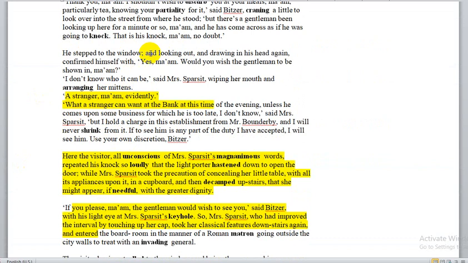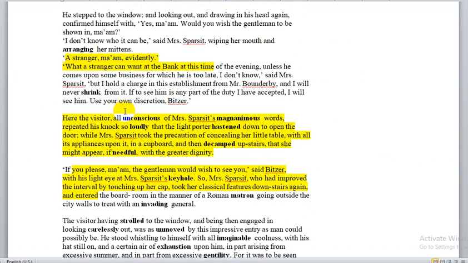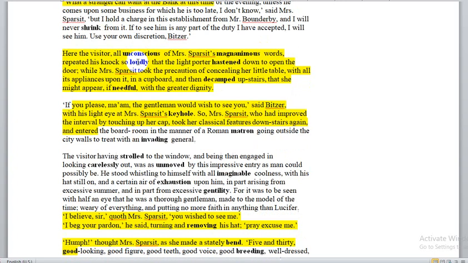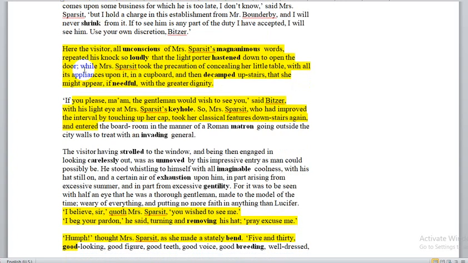Then news came that a newcomer is attending, and he is a stranger. What could a stranger want at the bank? A stranger came to the bank with a letter. He wants to see Mr. Bounderby. Here is the visitor, all unconscious of Sparsit's magnanimous words.